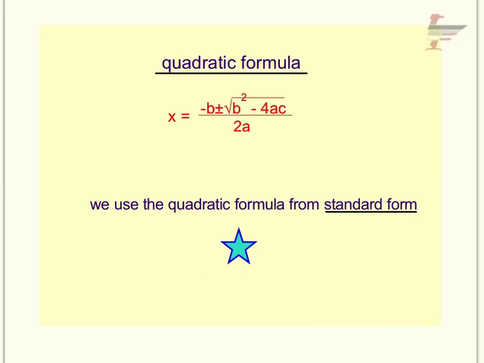Here's your quadratic formula, so please write that down. You have x equals negative b, plus or minus the square root of b squared minus 4ac, all over, make sure this all over is underneath the negative b also, so the entire thing all over 2a. And we use the quadratic formula from standard form. If you notice, we have an a, b, and c. And basically, we just look at our quadratic formula and plug the a, b, and c values into the formula.